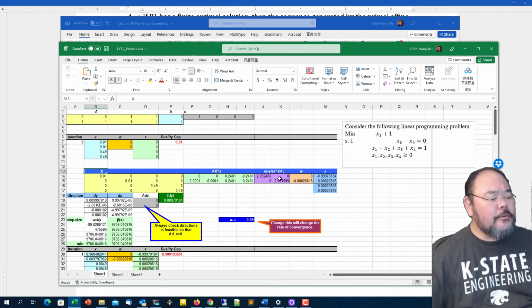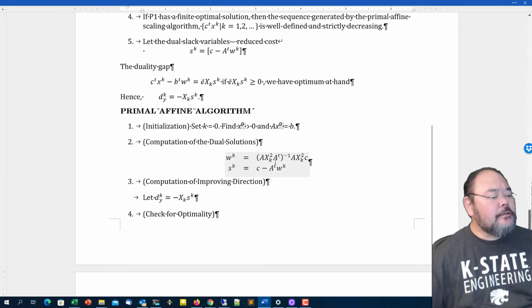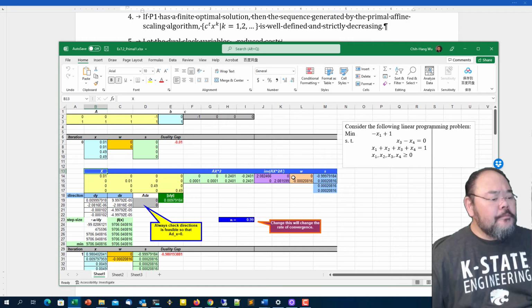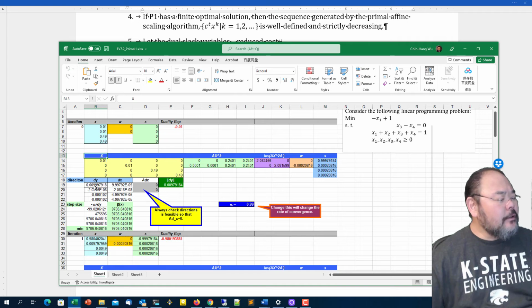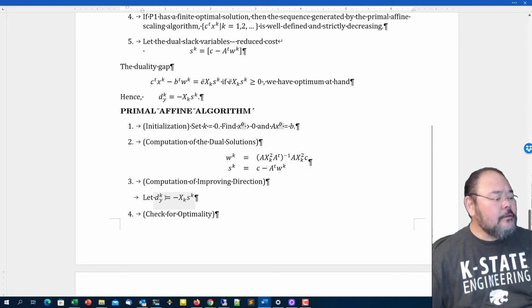Right here. After that, I can follow the exact solution to calculate the dual solution, omega and S. That's what we have right here, omega and S. And I can calculate the corresponding dy, based on negative xk times sk in that sense.